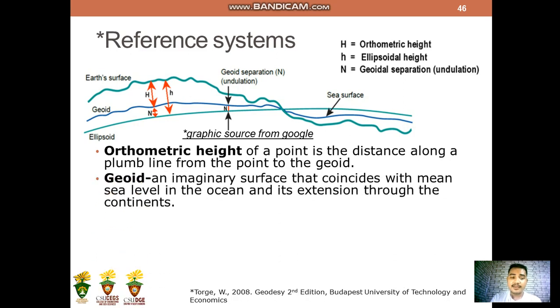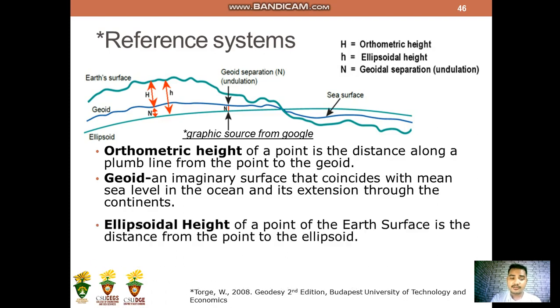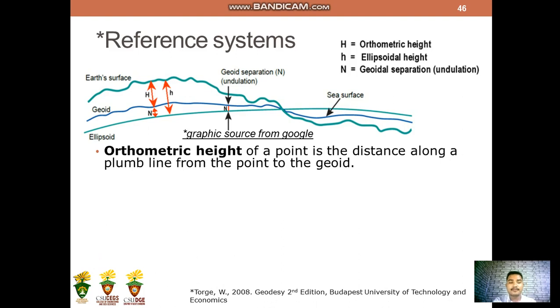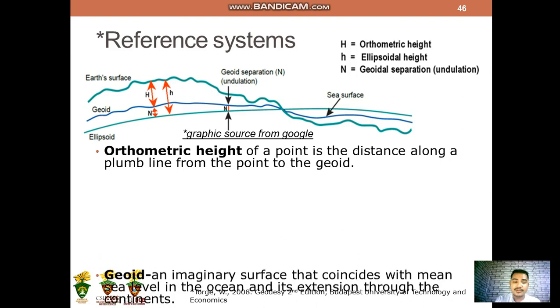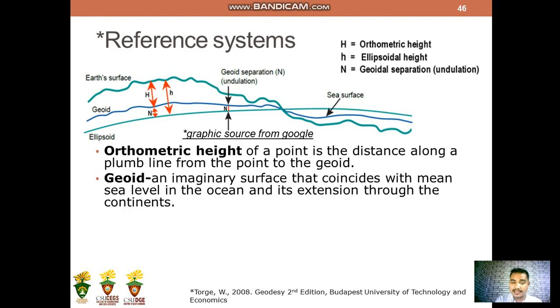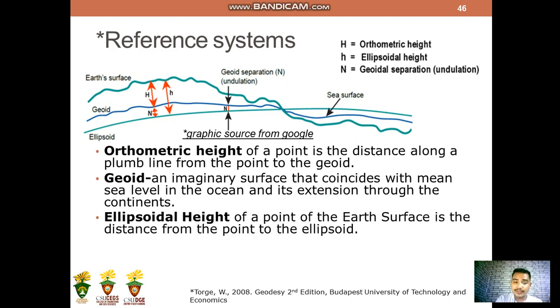Next, we are going to have the definition of the geoid. Again, the geoid is an imaginary surface that coincides with mean sea level in the ocean and its extension through the continents. So, ito na-discuss ganina. And another element is the ellipsoidal height. So, ellipsoidal height is the h.